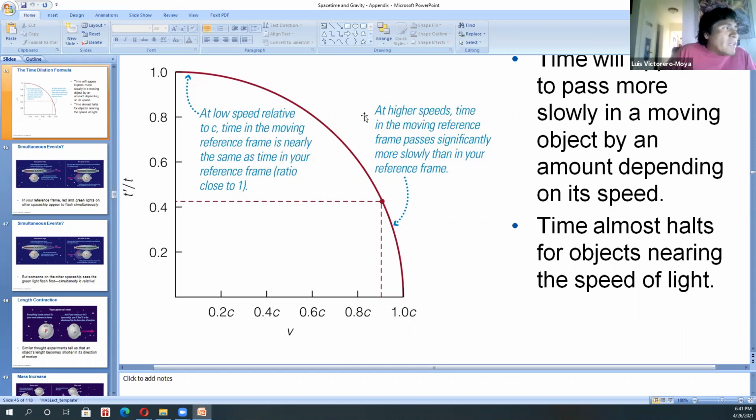Okay, that's about time, but what about length contraction? If you have ever watched Star Trek or Star Wars, right? When the spaceships are about to move at the speed of light, you will see that the light of a star seems to be going towards the spaceship, right?